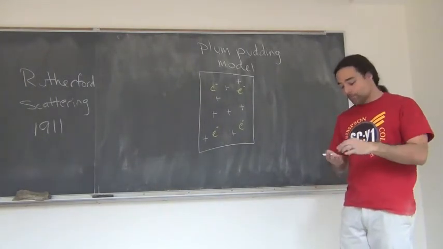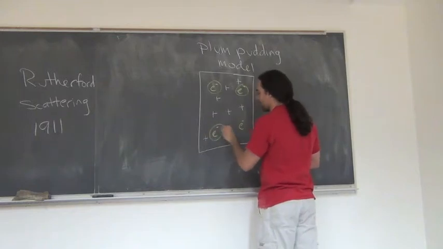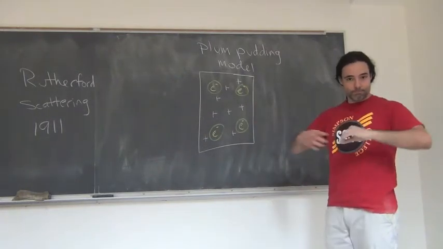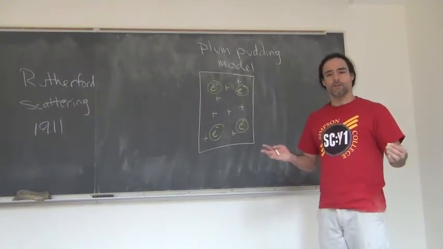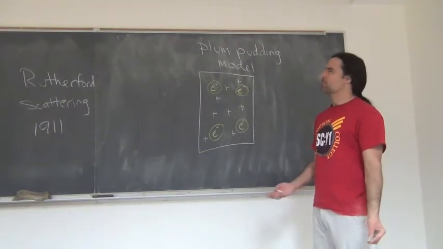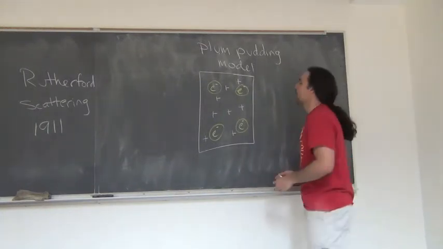And the reason they called it the plum pudding model is because you can imagine the electrons are little raisins swimming around in a big soup of plum pudding. I've never had plum pudding. I assume it'd have to be plums. All right, so your electrons are plums swimming around in your plum pudding.